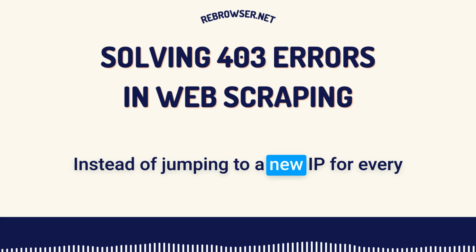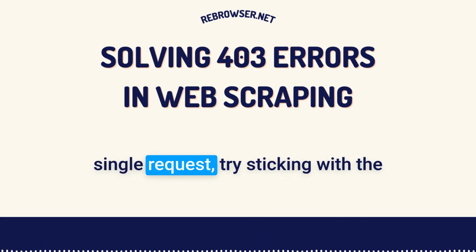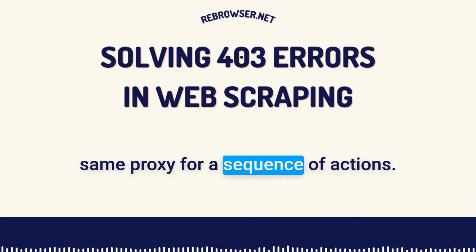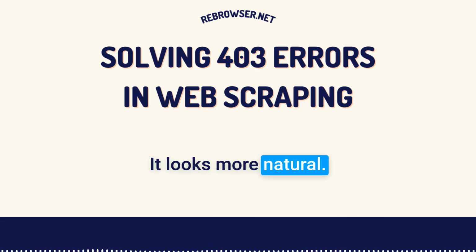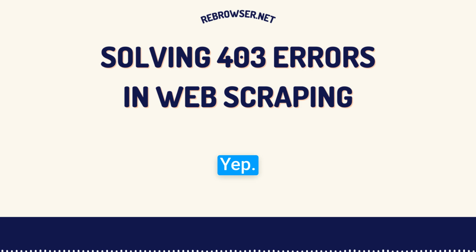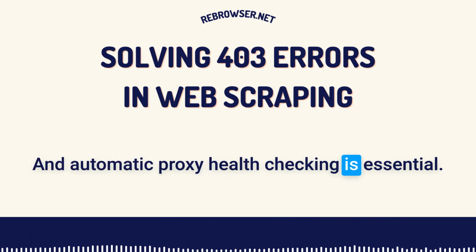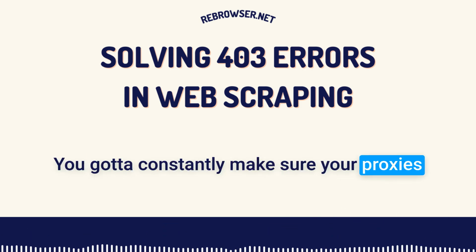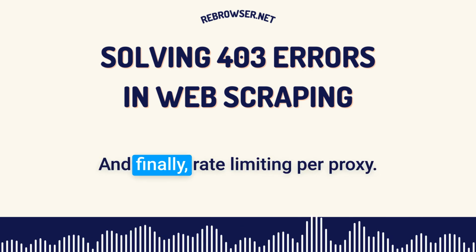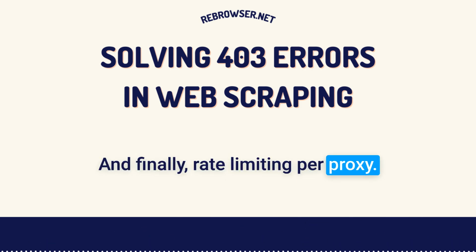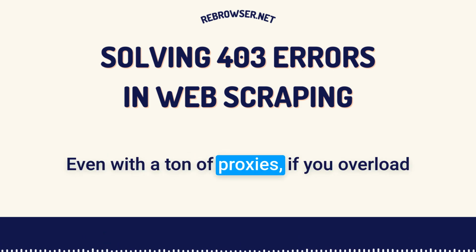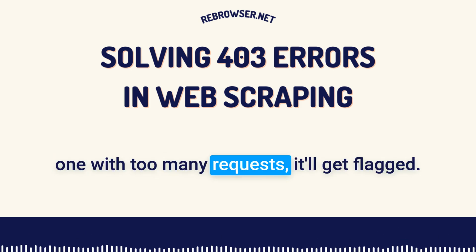Instead of jumping to a new IP for every single request, try sticking with the same proxy for a sequence of actions. It looks more natural, like a real person browsing. Yep. And automatic proxy health checking is essential. You've got to constantly make sure your proxies are working and haven't been blocked. And finally, rate limiting per proxy. Even with a ton of proxies, if you overload one with too many requests, it'll get flagged.